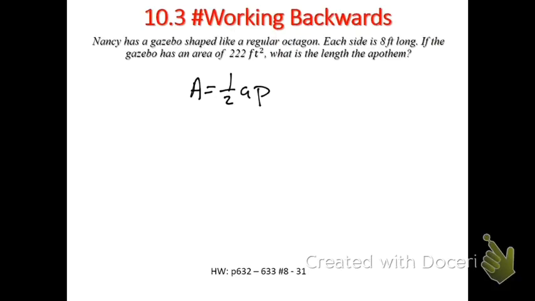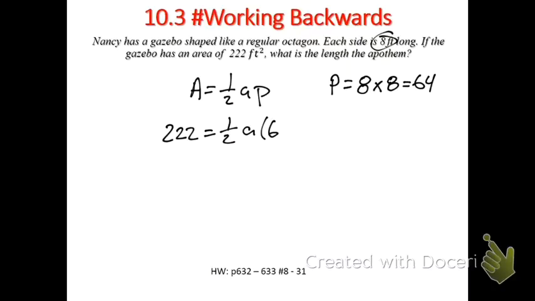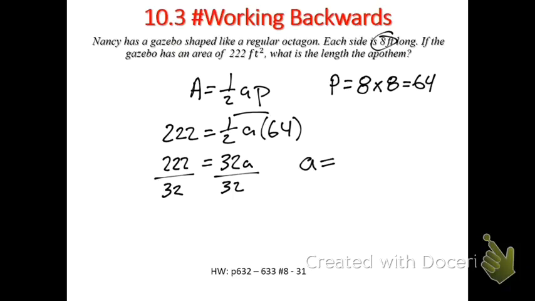So we know our perimeter, because perimeter is 8 times 8, which gives us 64. And we're looking for the apothem, so we plug in what we have. 222 equals 1/2 apothem times 64. Cut your 64 in half because we can just apply this directly. So you've got 32 times the apothem equals 222. We'll divide by 32 to remove it from the apothem, and you get your apothem to equal 6.94. And you're done.